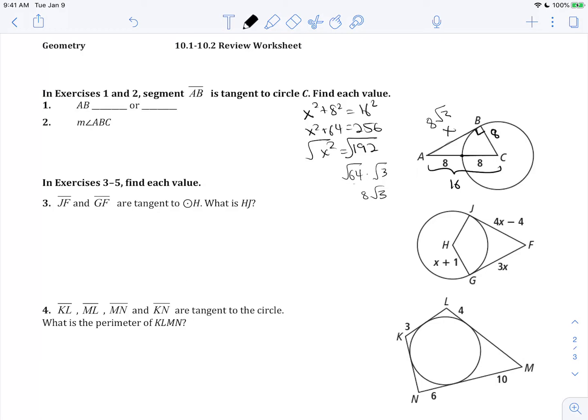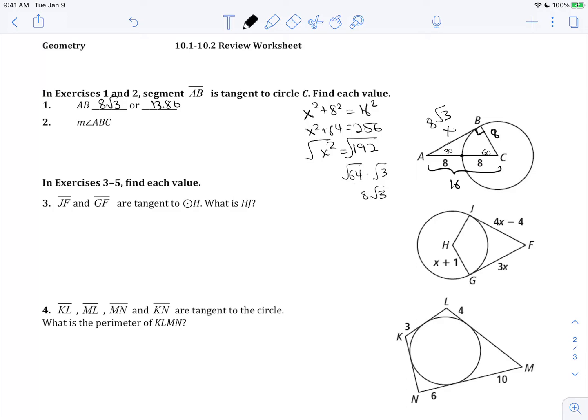This triangle may look familiar to you, 8, 16, 8 root 3. This would be a 30, 60, 90 triangle. So maybe you saw that relationship and you just knew that was going to be 8 root 3. So this is 8 root 3, right? So you could write it that way, or if you didn't leave it in radical form to begin with, you'd get about 13.86, right?